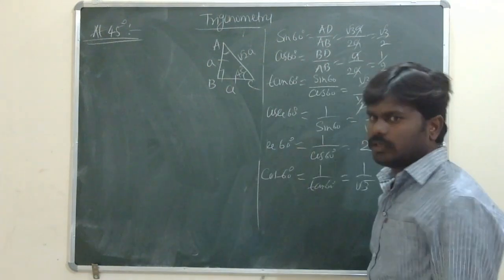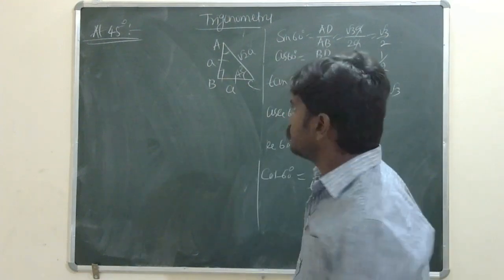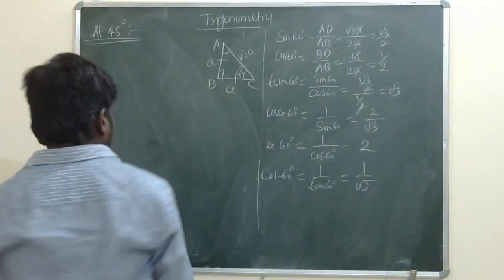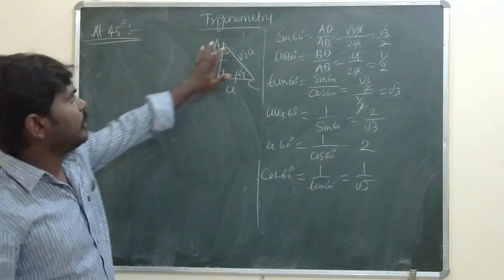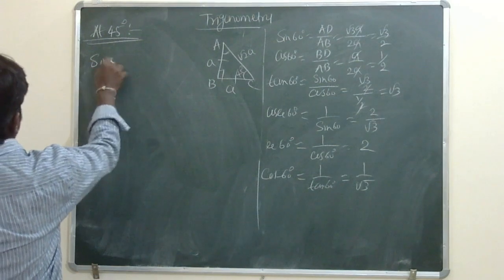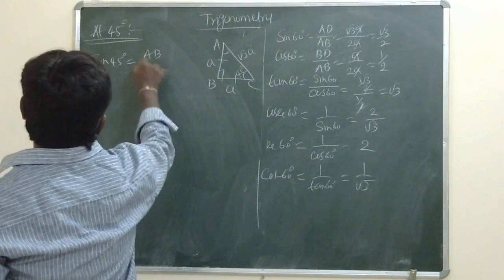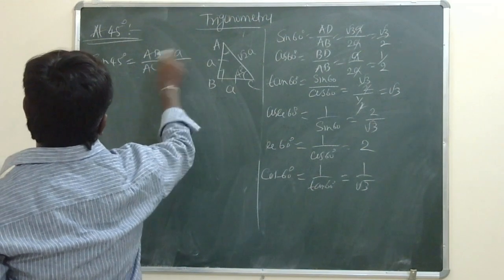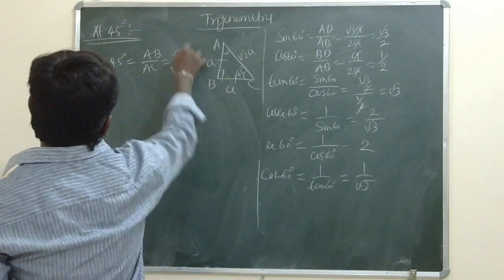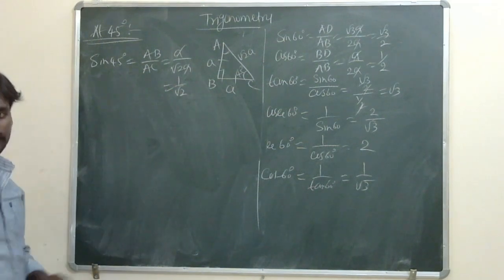So here in this case you can use either this angle or this angle too, because both are the same, so there is no effect in the trigonometric ratio values by taking this angle or this angle. So now sin 45. Sin 45 means here opposite is AB and hypotenuse is AC. AB value is A and AC value is root 2 A. So here A and A cancel and you get 1 by root 2. So sin 45 degrees is equal to 1 by root 2.